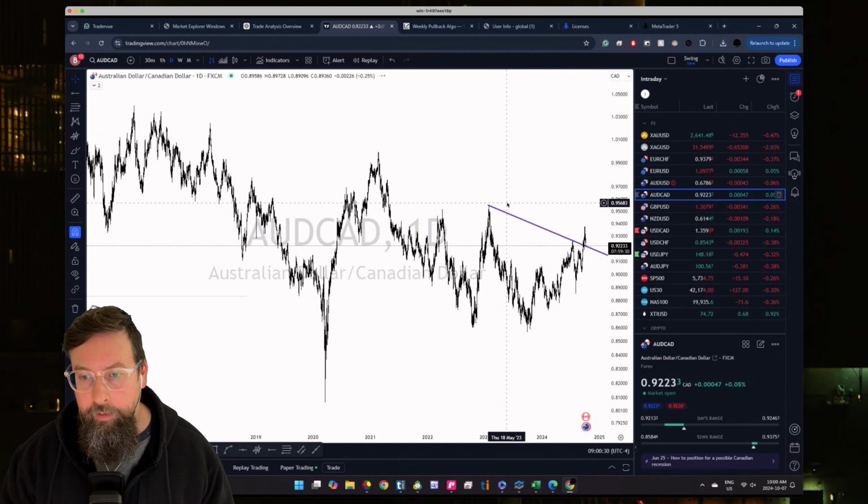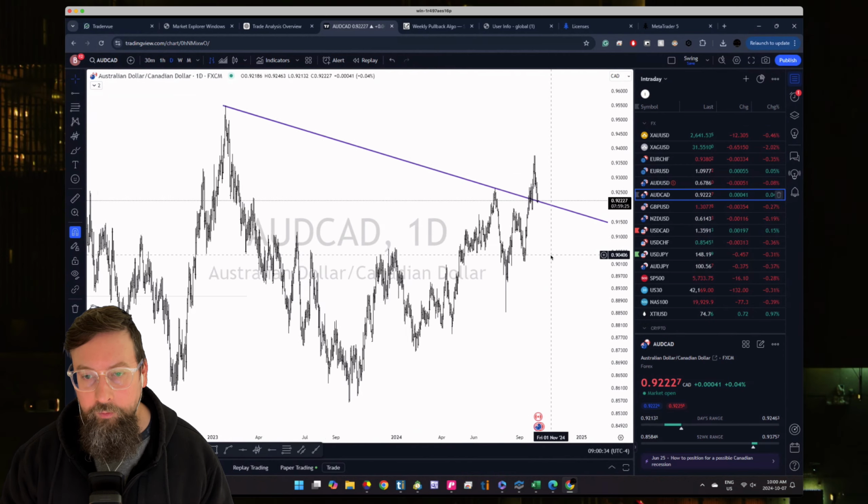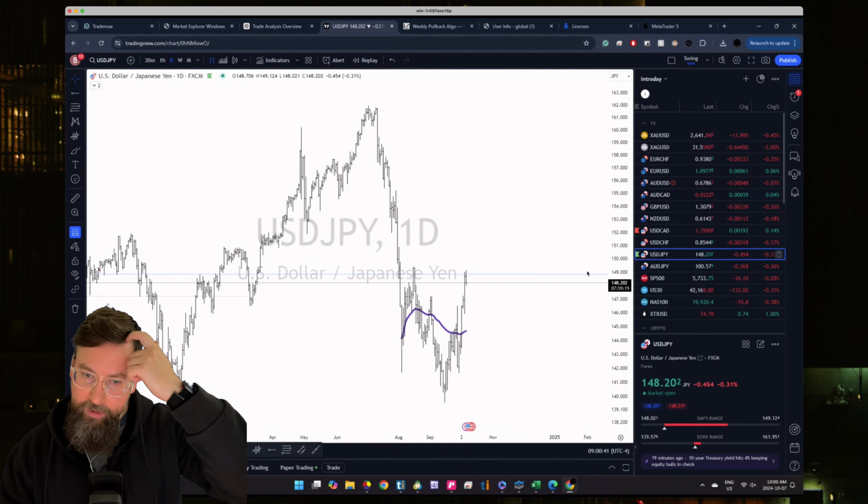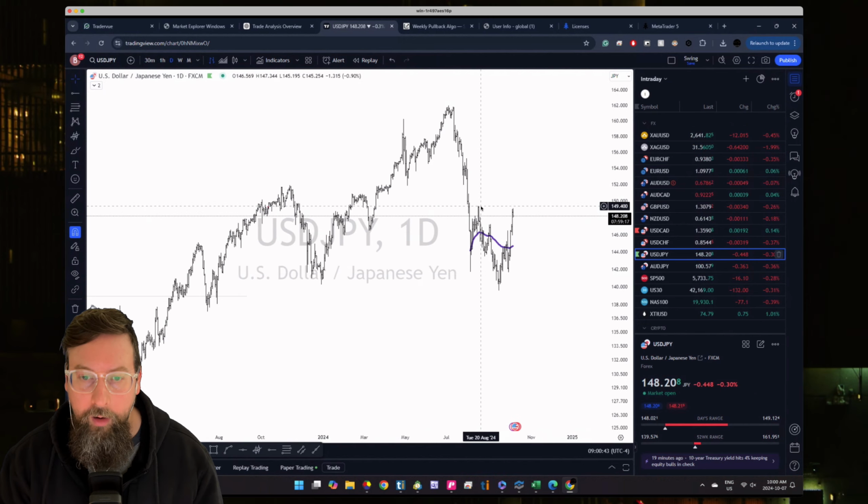Aussie CAD pulled back to the downside, to this trend line that I have drawn, and also a prior area right here. So if this thing bounces, I'm going to take a look at Aussie CAD. And then last, I want to look at the yen pairs. The yen pairs came up to this prior resistance right here and then sold off.